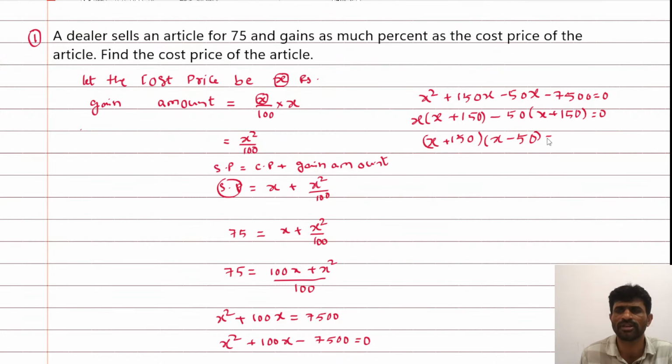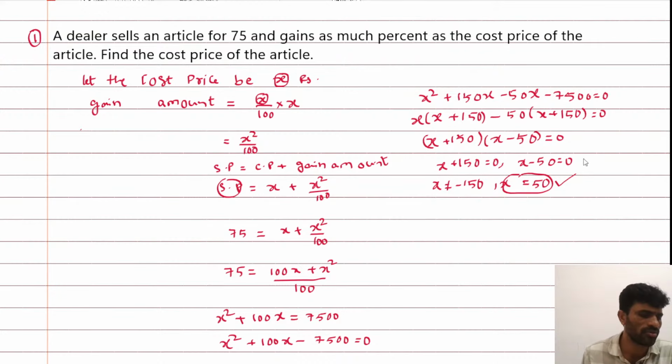Yes, we will discuss upstream and downstream also at least, don't worry. Now x plus 150 is equal to 0, x minus 50 is equal to 0. So we get x is equal to minus 150 and x is equal to 50. We can't take minus 150, so x is equal to 50 is the correct answer. So now the cost price of the article is 50 rupees. Did you understand, Kanishk, this one?